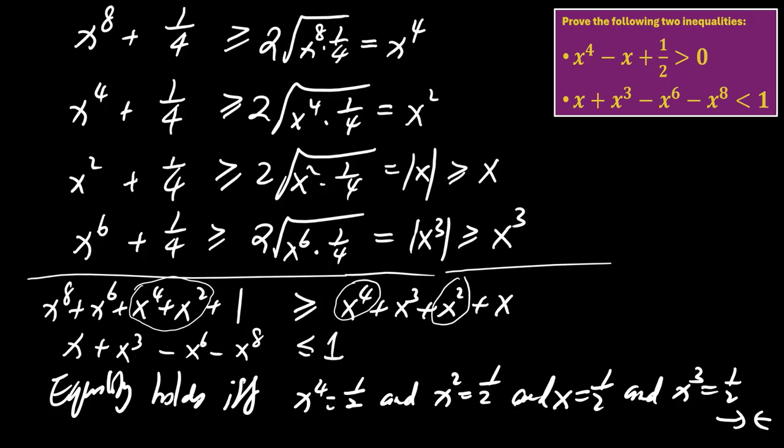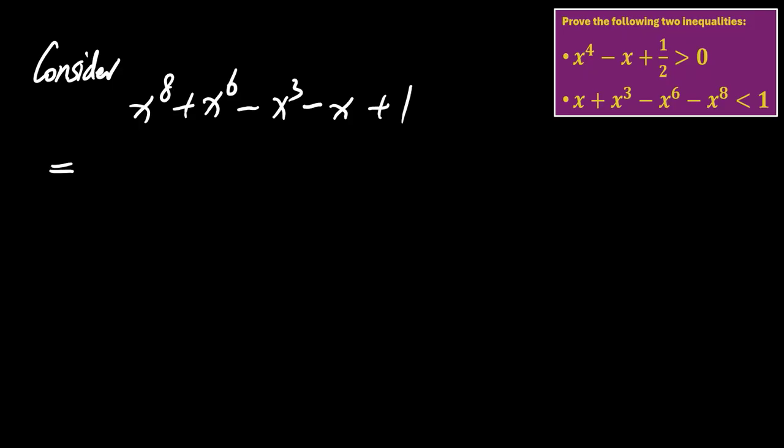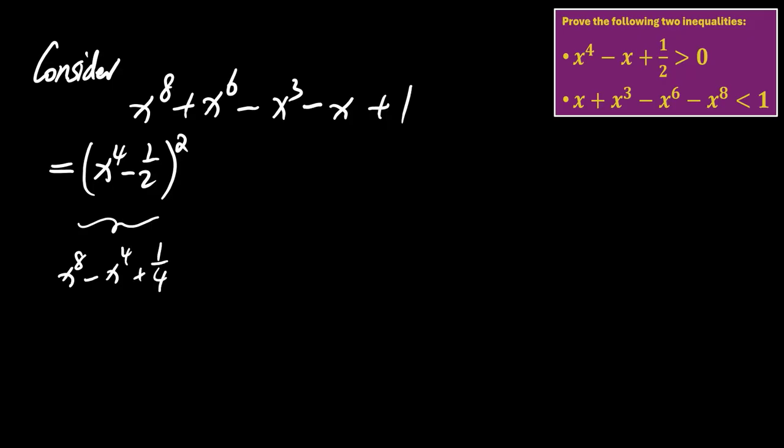Again, we can use the idea of completing the square to show the second inequality. So we consider x to the power 8 plus x to the power 6 minus x cubed minus x plus 1. In order to get x to the power 8, we consider x to the power 4 minus 1 over 2, squared. After we expand it, we have x to the power 8 minus x to the power 4 plus 1 over 4. So this is something extra, so we need to add x to the power 4. x to the power 4 is the square of x squared. So we consider x squared minus half, squared.